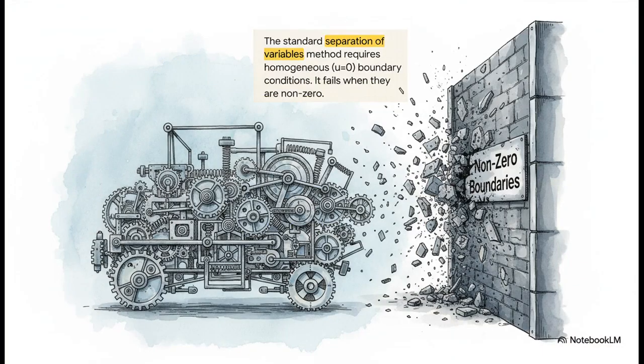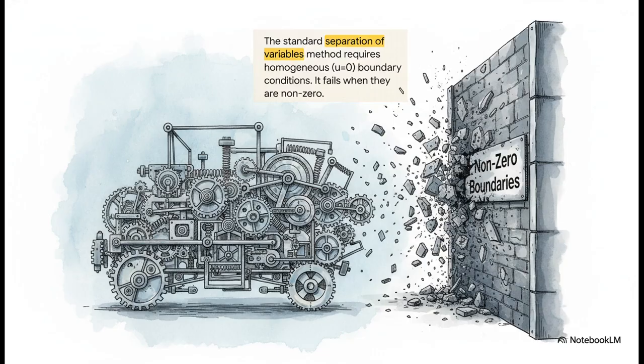And here's the real reason why. Separation of variables works by building your final solution out of a bunch of simple sine waves. And what do sine waves do? They naturally start and end at 0. So when your boundaries are not 0, you're basically trying to build something with pieces that just don't fit. The whole mathematical machine just grinds to a halt. It's a complete roadblock, so we need a new plan.